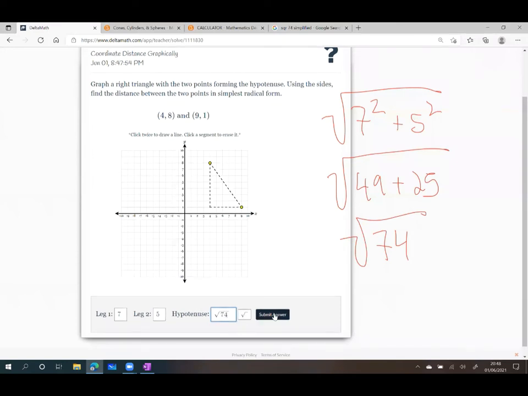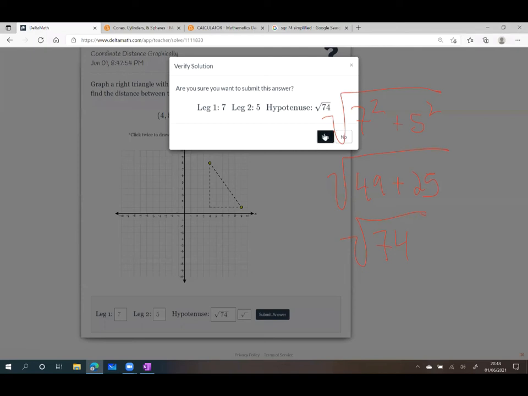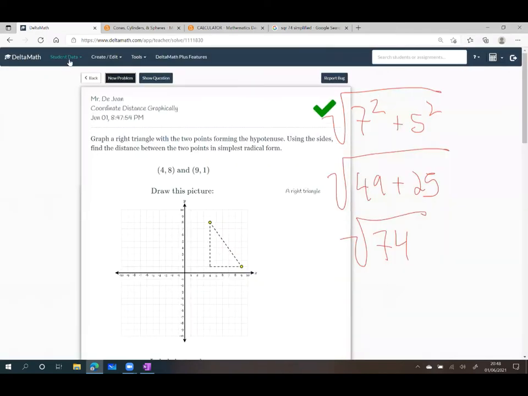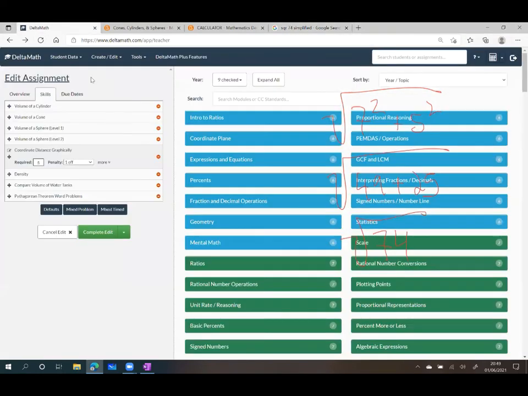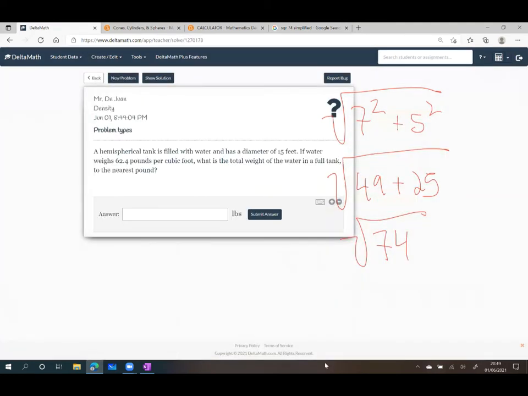Watch out, sometimes you do have to simplify. And you can use what you've learned with Herman in 8th grade, or just type in the square number simplified and check it out. Okay, so I hope that covers that. Now, in the next one, density. Density as we have above right here.